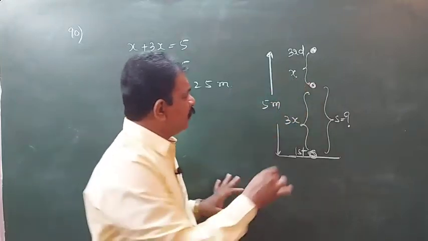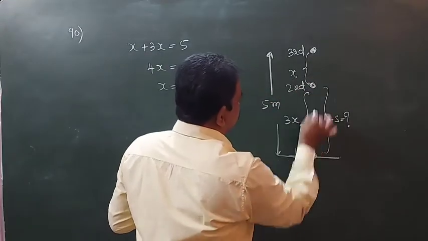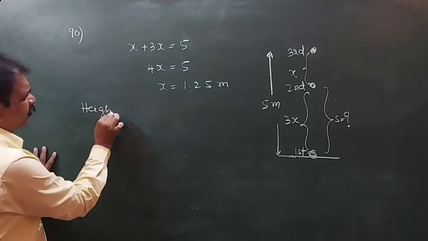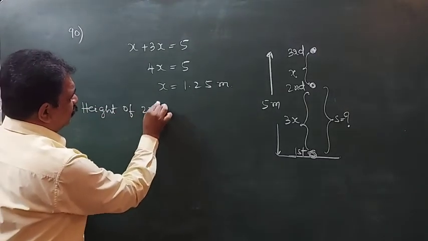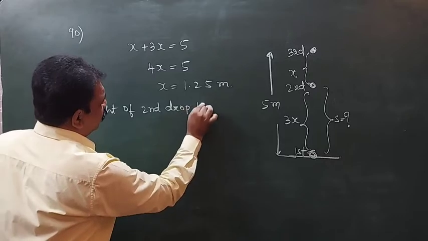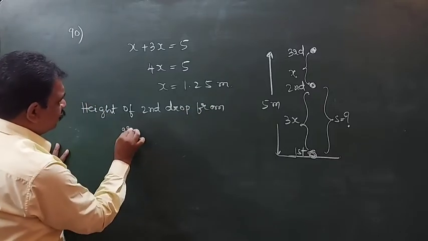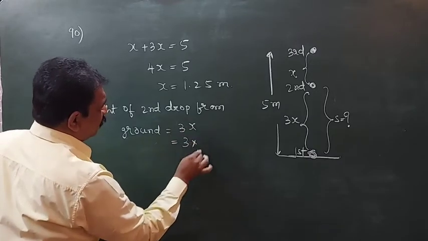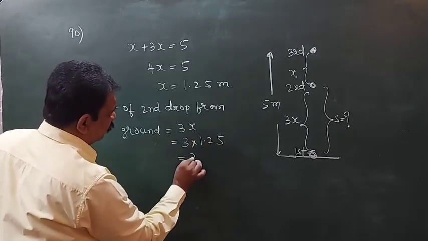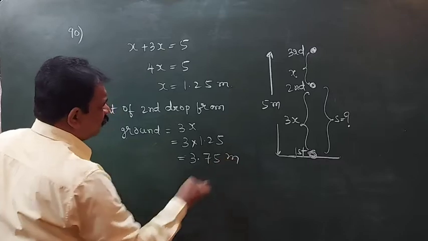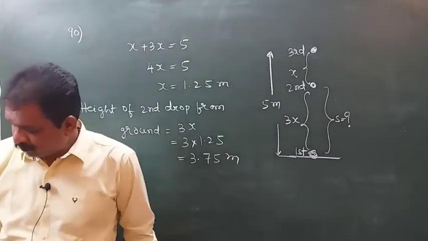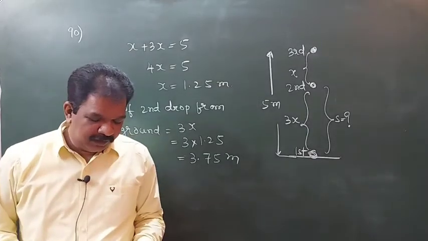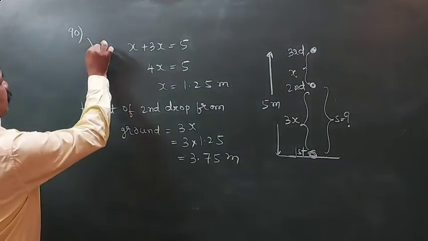So this is the second drop. Its height from the ground, height of the second drop from the ground is equal to 3x, 3 into 1.25, this value, 3.75 meter. Okay. So 90 will be the second option.